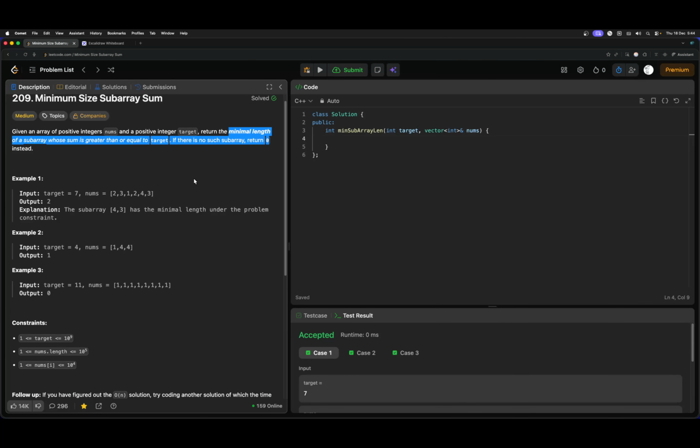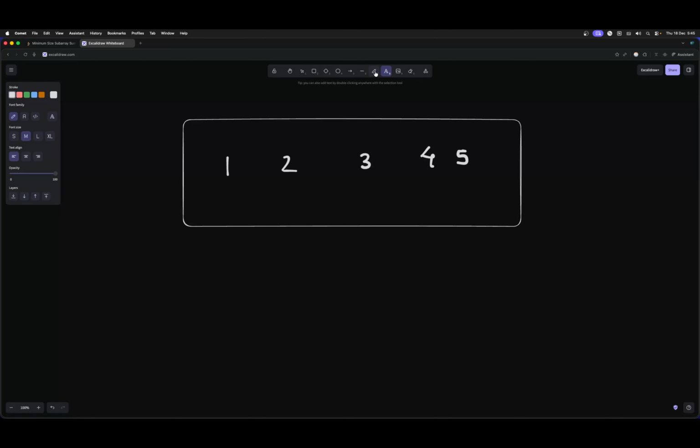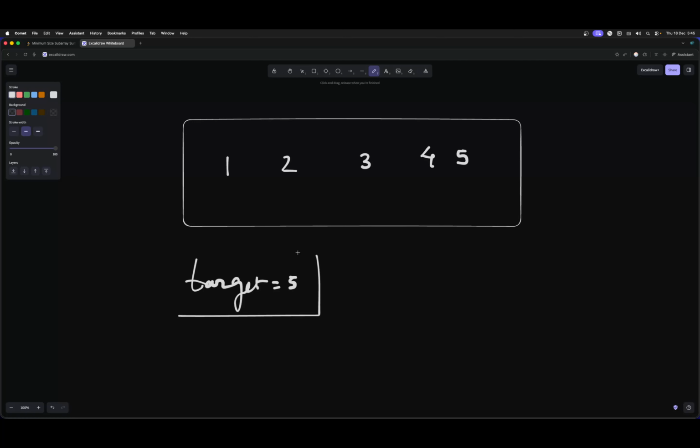So let's get started and understand how we can approach this problem. Let's say this is nums. I'll try to give you an example and explain it in a very quick manner. Let's say we have elements like these, and the target itself was 5 over here. Now let's forget about the question and first understand what the targeted subarrays could be.